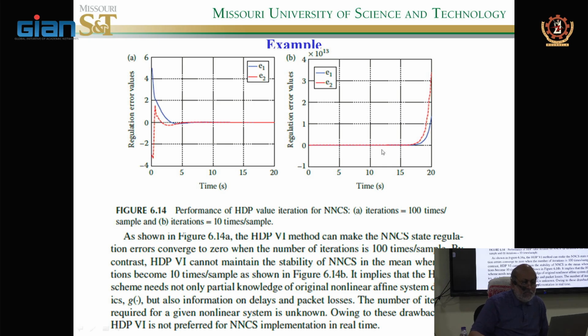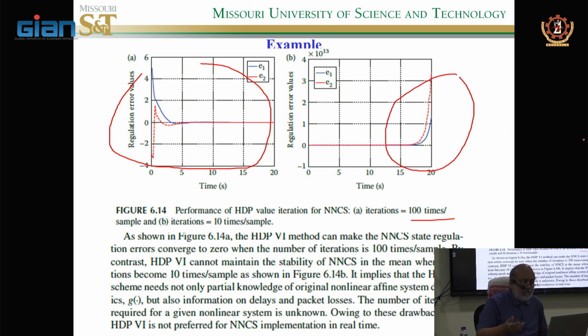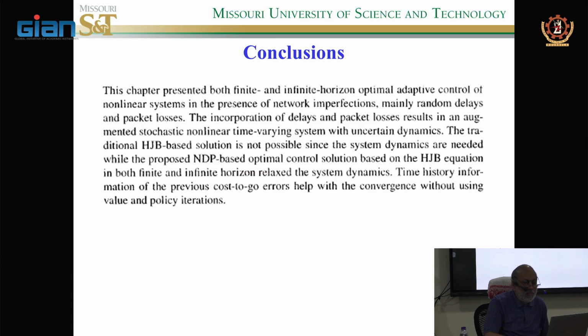And you can see that this is the heuristic. So I want to show you the heuristic. So we use the HTP. The HTP would converge when we are using 100 times per sample. It blows up at 10 times per sample. Okay? So that's your conclusion. I think that's my last slide.